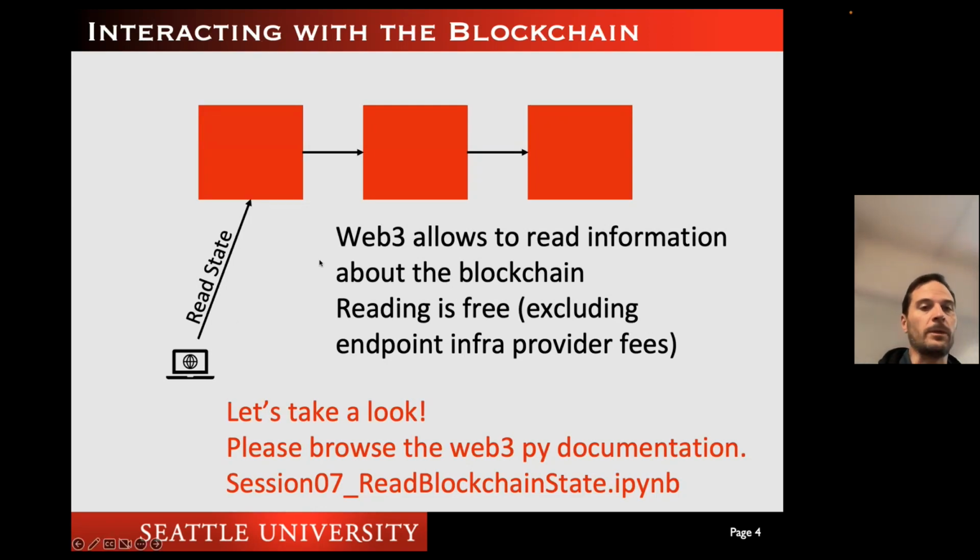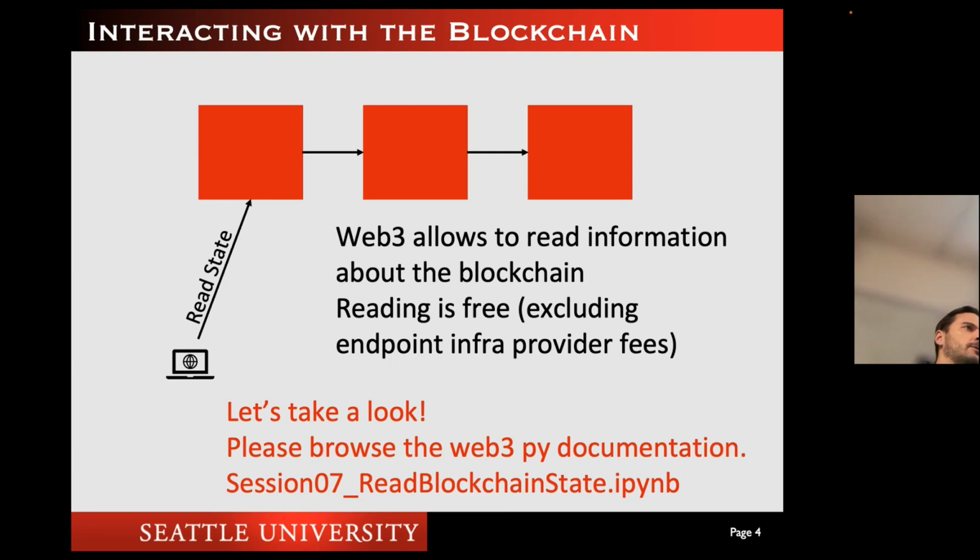So basically, what the Web3 API does, and there's two versions of the Web3 API. There is a JavaScript version and a Python version. It allows you to read information from the blockchain. And we call that reading is free. And the way you do that is you connect either to a node that you run locally, or you connect to an infrastructure provider like Infura or Alchemy.